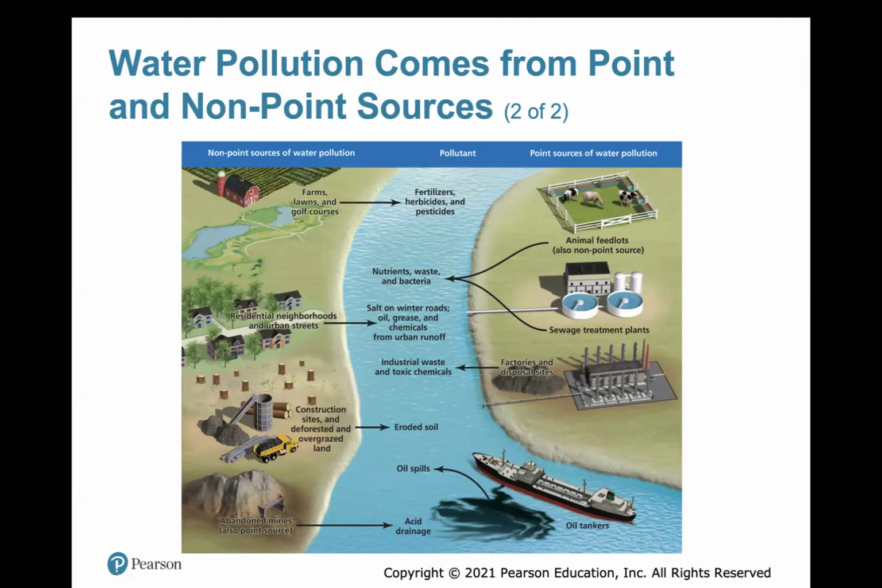Whereas a non-point source arises from multiple inputs over a large area, such as farms, city streets, and residential neighborhoods. This is a residential neighborhood. We do not know what the source of the pollution is, non-point source. So those are the two types.